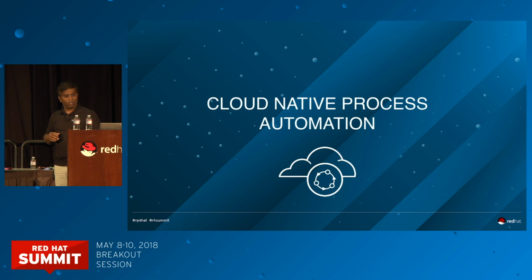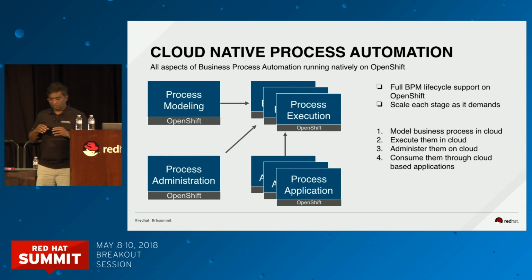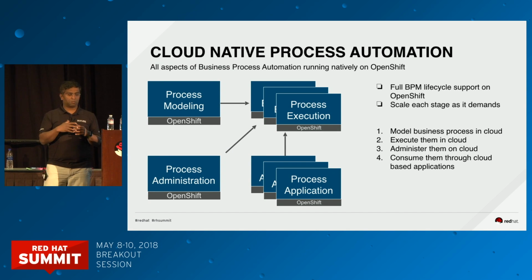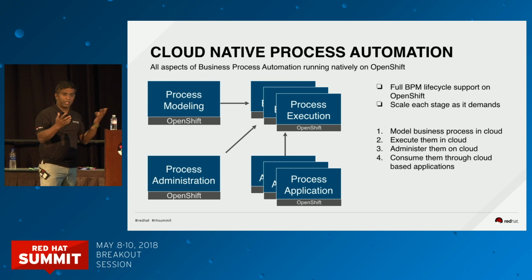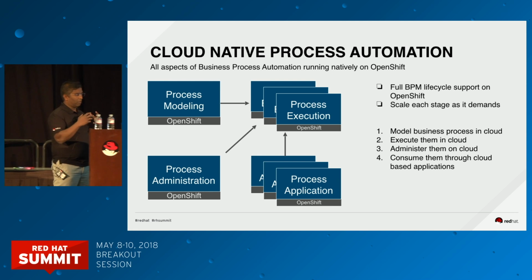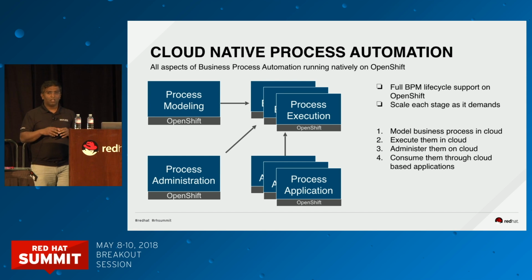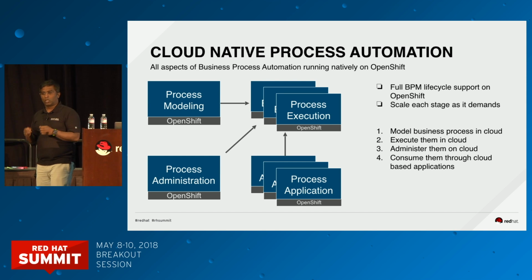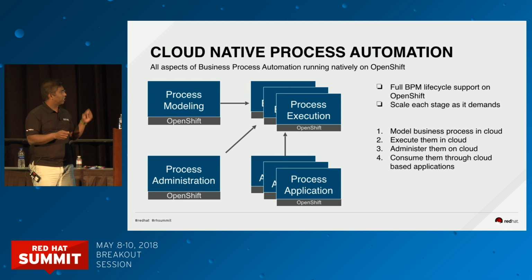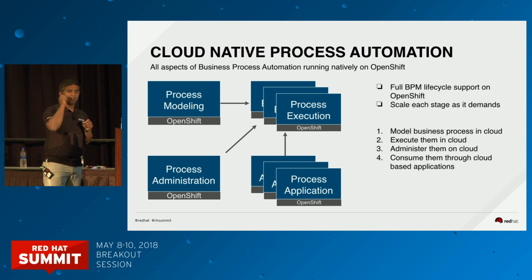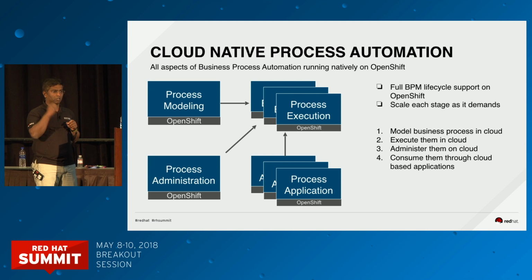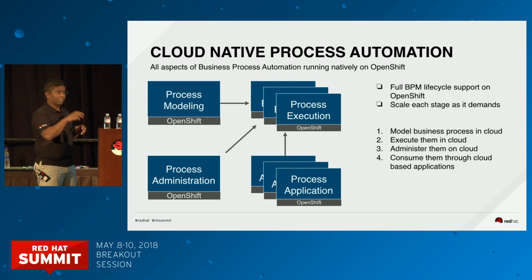So starting with the cloud process automation. There are different aspects of business process management, right? There are process modeling, process execution, process administration, and then the process application. What we are able to bring together in this upcoming release is to get each one of these aspects fully deployed in the cloud, in our OpenShift environment, and fully configured to work with each other.